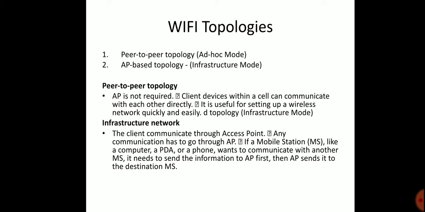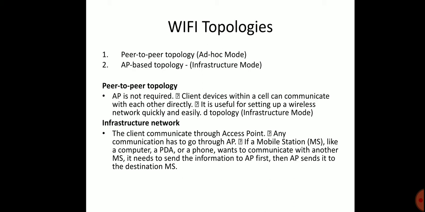And then we see the Wi-Fi topologies. Wi-Fi is based on the peer-to-peer topology, that is ad hoc mode, and the infrastructure mode. In the peer-to-peer topology, which is ad hoc and not secured, the client devices within a cell can communicate with each other directly. It is useful for setting up a wireless network quickly and easily.